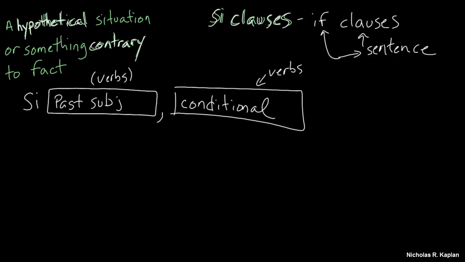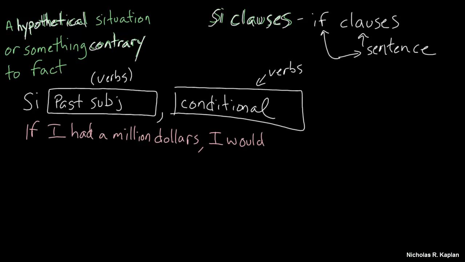So let's think about a hypothetical situation, and maybe we want to say, if I had $1 million, alright, so I don't, just so we're clear, right? I don't have $1 million, I would take $1 million, so it's hypothetical, comma, and then the conditional, how about I would buy a Mini Cooper?